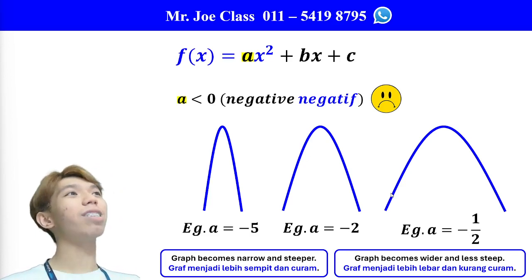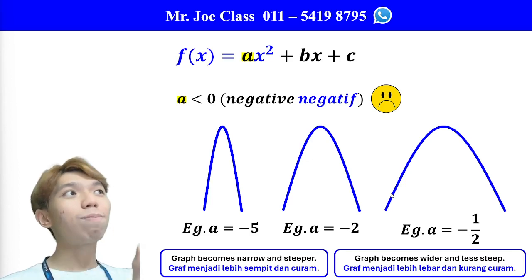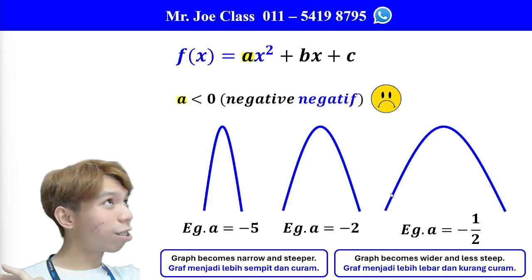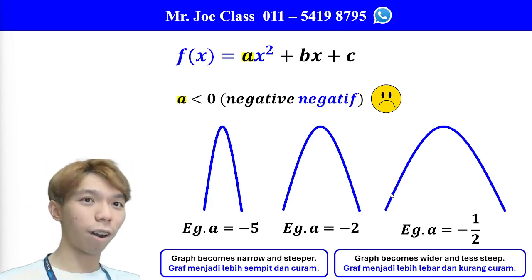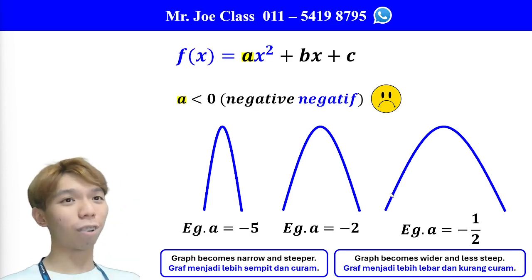So this situation is actually the opposite of when A is positive. When A is positive and when A is negative, and there is a change in the value of A, it has a different impact on the shape of the graph. So these two are very different and you have to memorize the pattern of the graph.